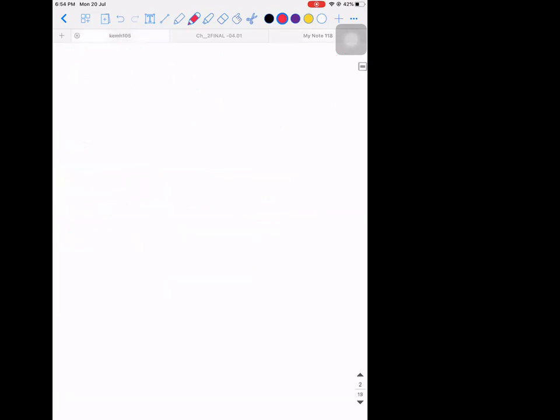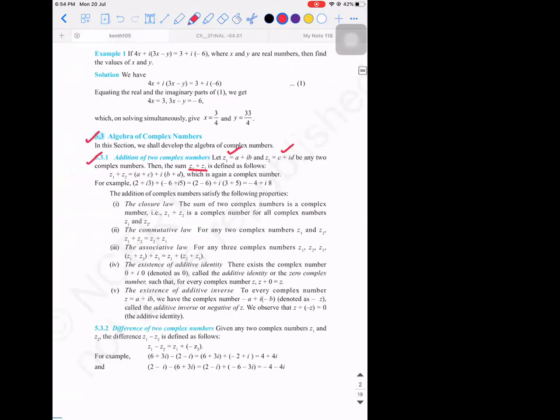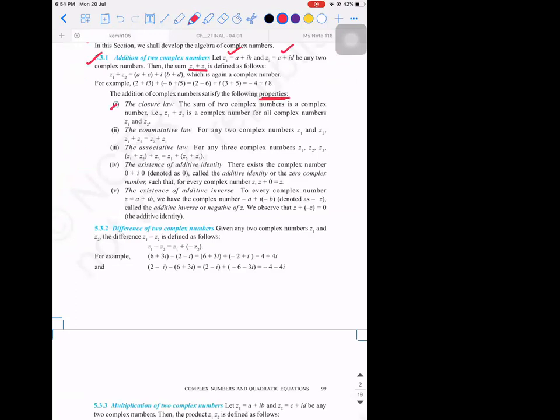Based on this, there are certain properties of the addition of complex numbers. The first one is called the closure law. The sum of two complex numbers is a complex number. If Z1 and Z2 are two complex numbers, then Z1 plus Z2 is another complex number for all complex numbers Z1 and Z2.